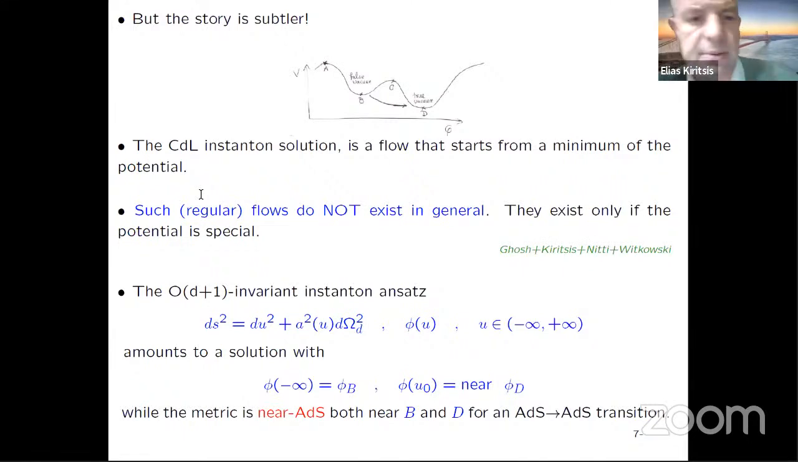That's number one statement. And if you try now to write the O(d+1) invariant instanton ansatz, which is written here in terms of the sphere and phi as a function of u, then the instanton is a solution where phi at u minus infinity, that is near the boundary, is sitting at the false minimum, and phi at some finite point will come near the true minimum. Now, the reason that you can never arrive exactly at D is because you can prove, in general again, that when the slices have positive curvature, they're spheres like they are here, you can never reach D. You will reach somewhere nearby D, and how close you will reach depends on the curvature of your sphere.